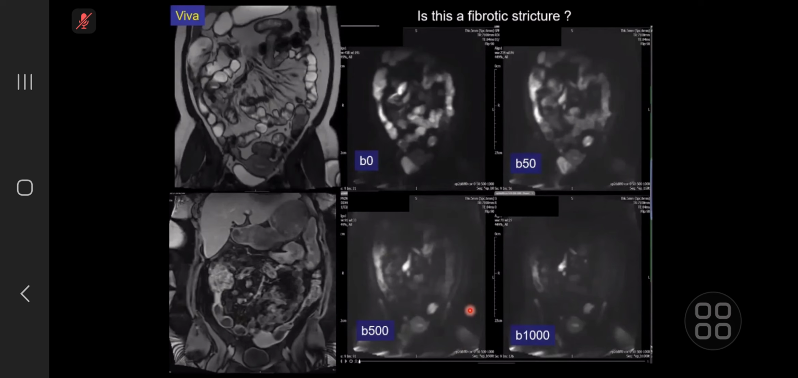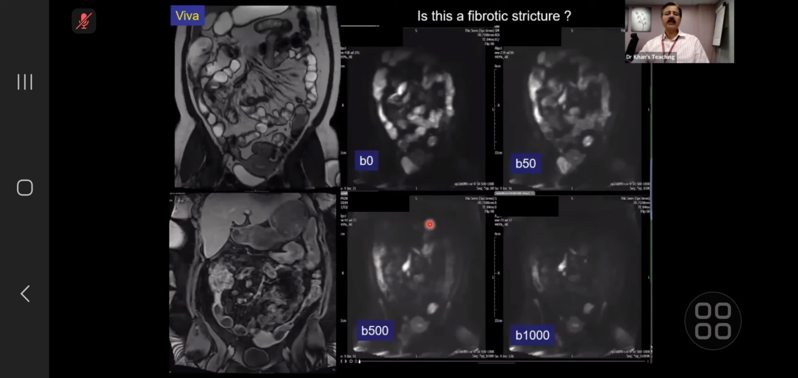Okay, this fistulous tract shows low signal intensity on T2. I couldn't see clear contrast enhancement, and it shows no restricted diffusion. So I think this is a fibrotic stricture.